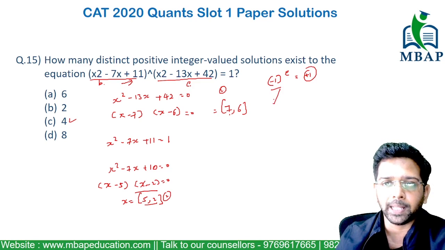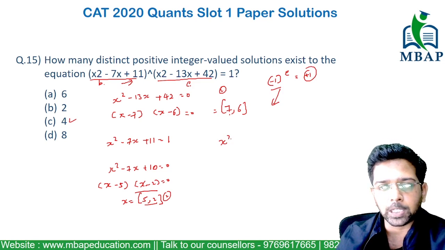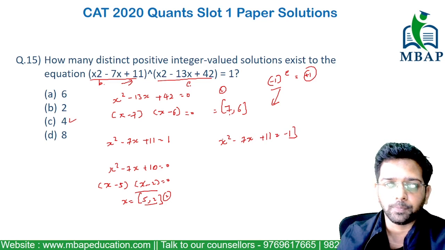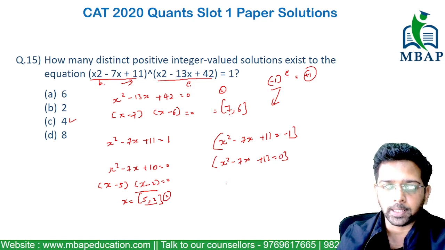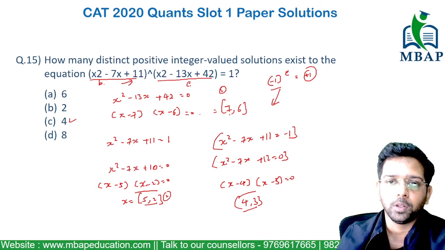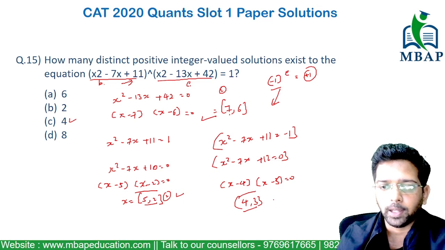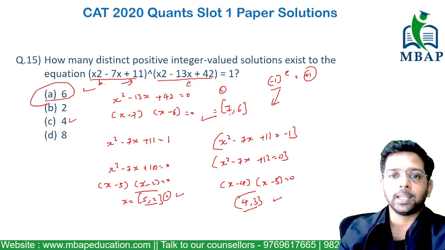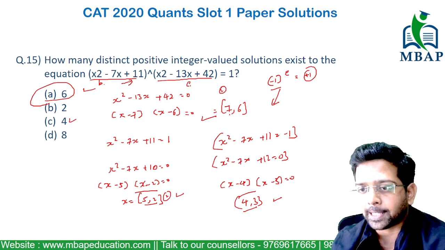So the next and last possible solution is x squared minus 7x plus 11 equal to minus 1. If you solve this, it becomes x squared minus 7x plus 12 equal to 0. In this case, it becomes (x minus 4)(x minus 3) equal to 0, and two more solutions come out as 3 and 4. So 2 here, and 2 here. In all, 6 possible roots are possible for this expression. So do not miss a single instance.